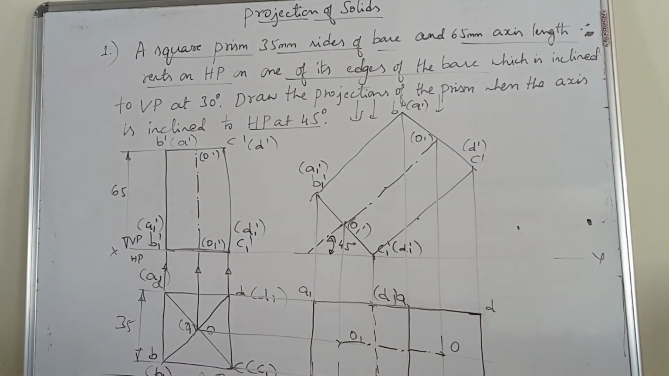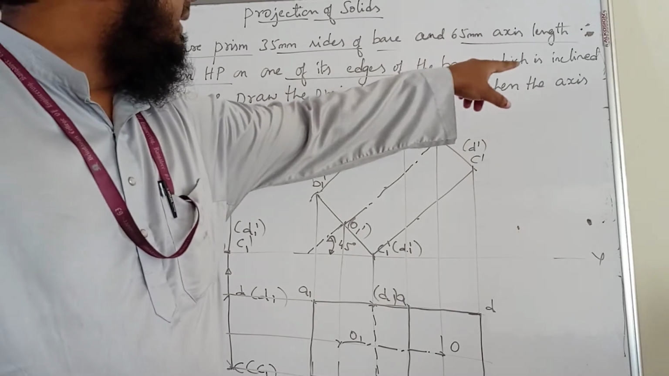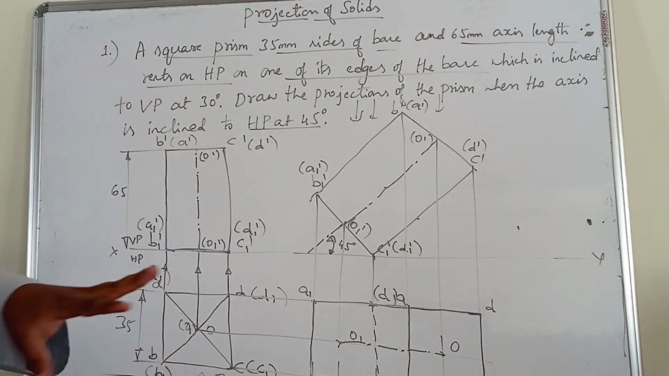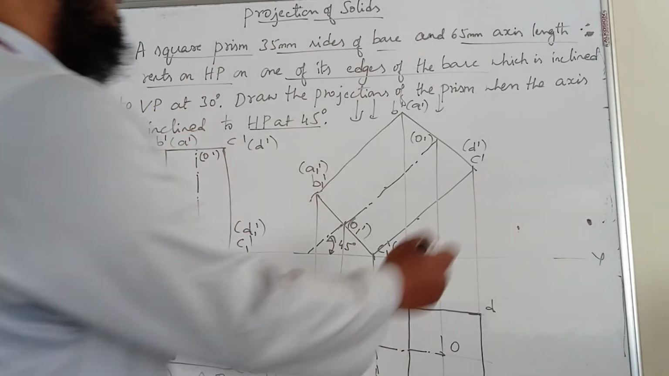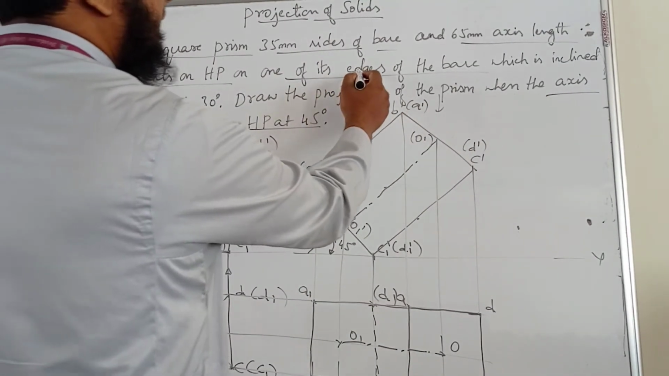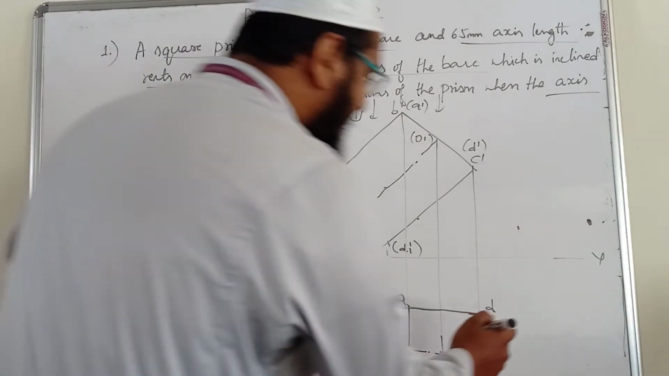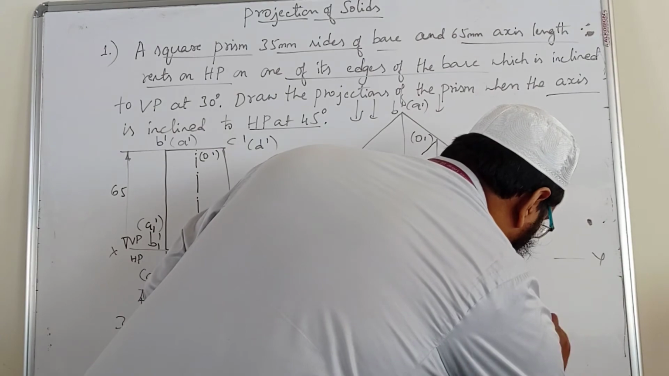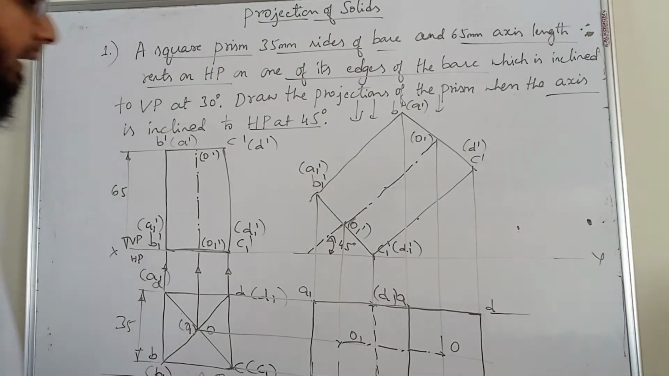Now in the third position, one of the edges of the base is inclined to VP at 30 degrees. We know that in this type of problem, one angle of inclination will be with the axis, and another angle of inclination will be with the edges of the base. This is the base edge inclination. So we have to draw an angle line here. Initially we draw a small straight line parallel to the XY.